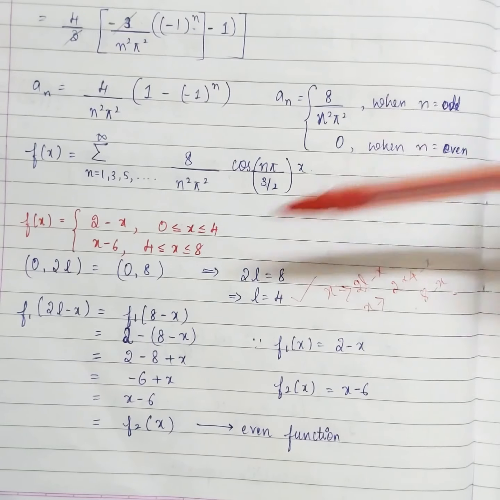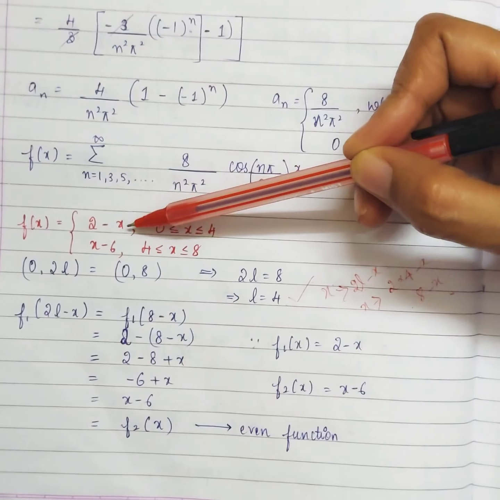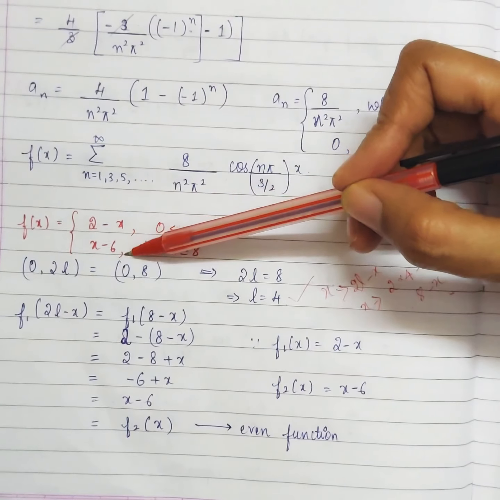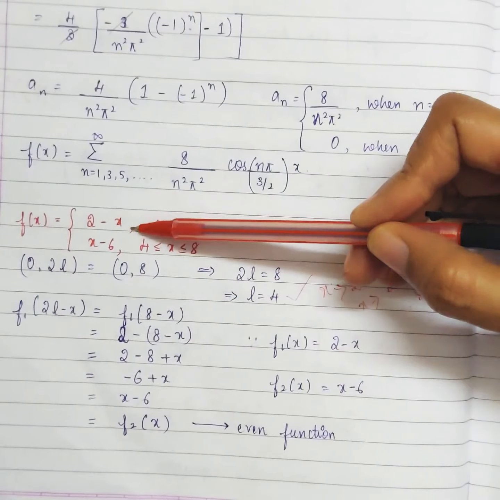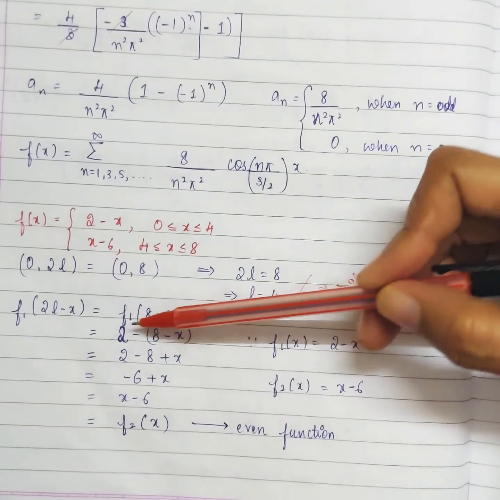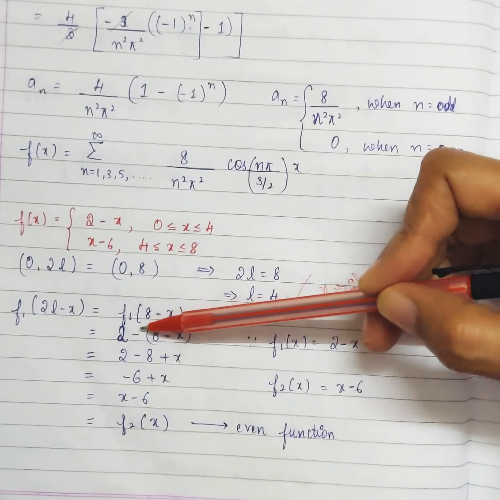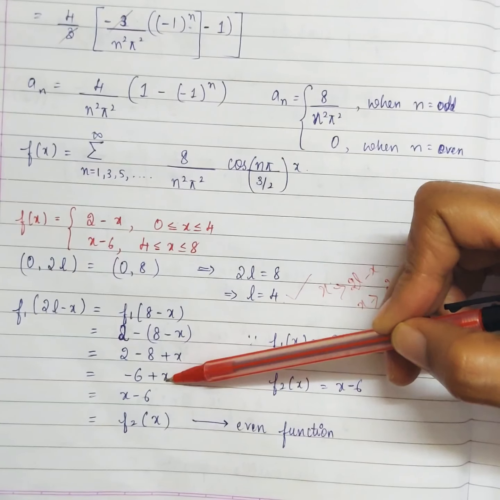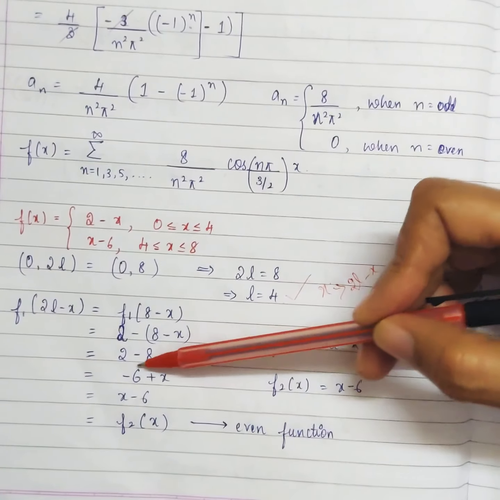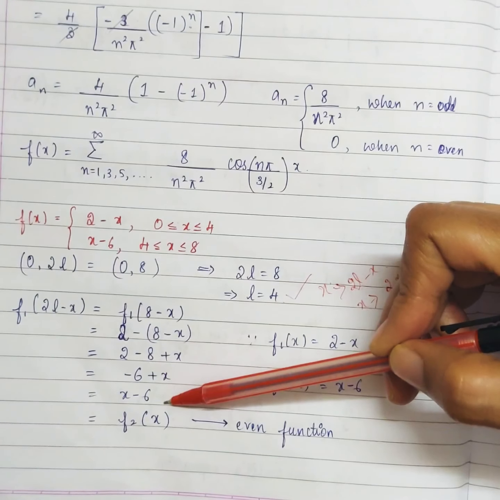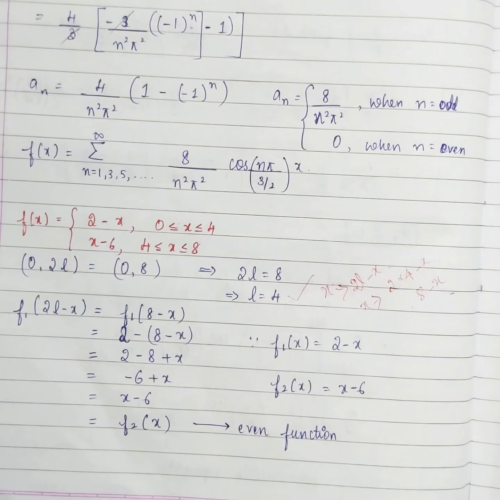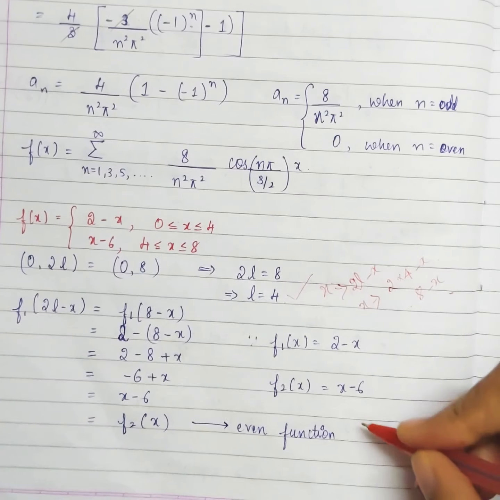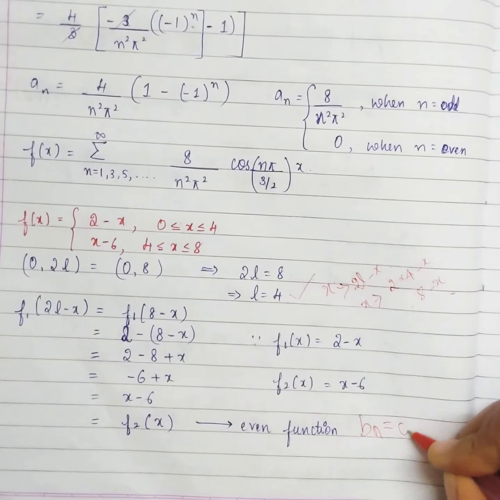I am going to replace x by 8 minus x in my first function, and I will check whether we are getting the second function or not. So 2 minus, in the place of x I have written 8 minus x. So 2 minus 8 is minus 6. This minus and this minus will become plus. Great. Minus 6 plus x is the same as x minus 6, which is my second function. Therefore the function is even. So the great thing is, no need to find Bn, because if the function is even, Bn is 0.